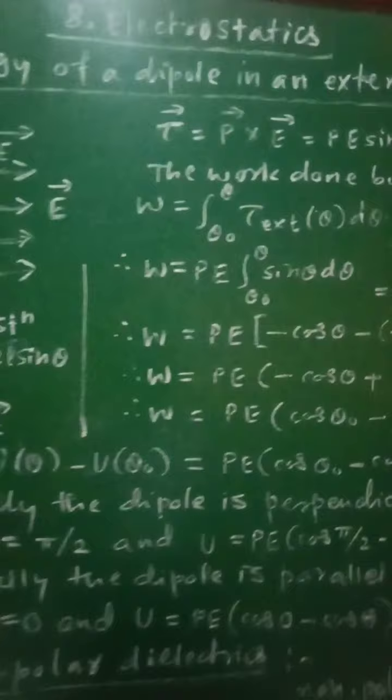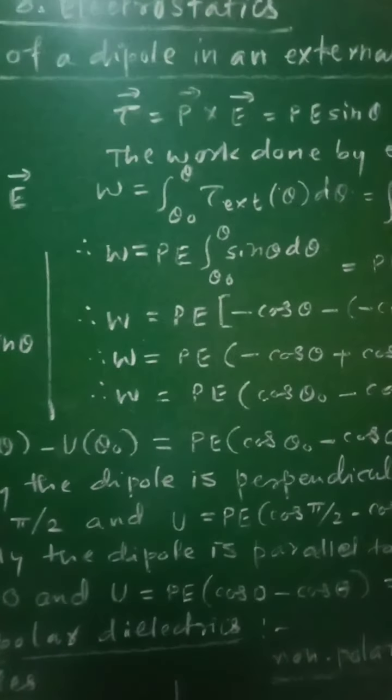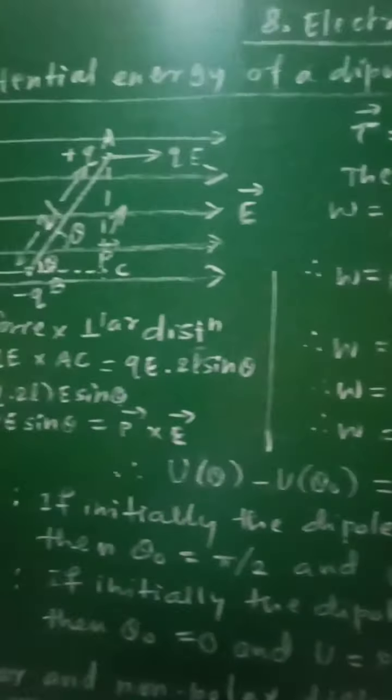Class 12th, Subject Physics, 8th chapter, Electrostatics. From this chapter, let us consider the topic potential energy of a dipole in an external field. That is, when any electric dipole is placed in an external electric field, what will be its potential energy?